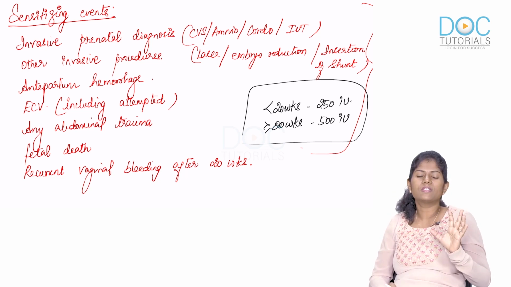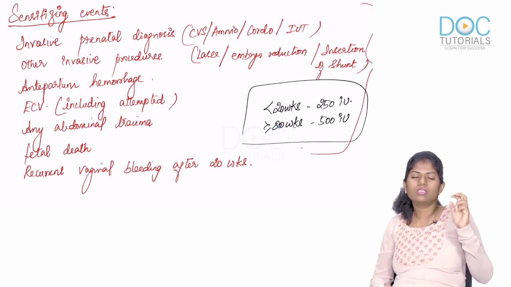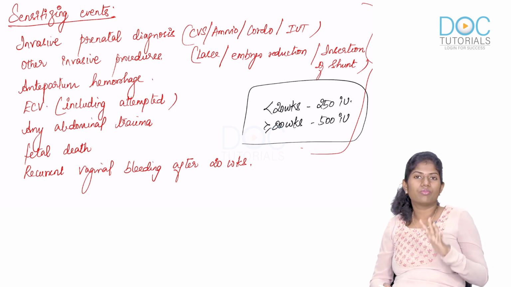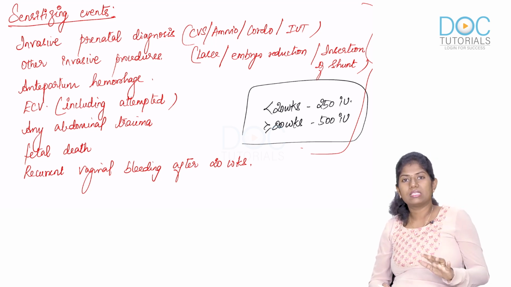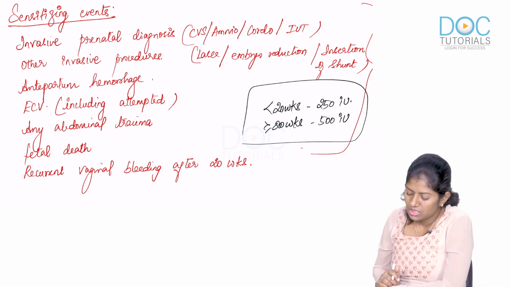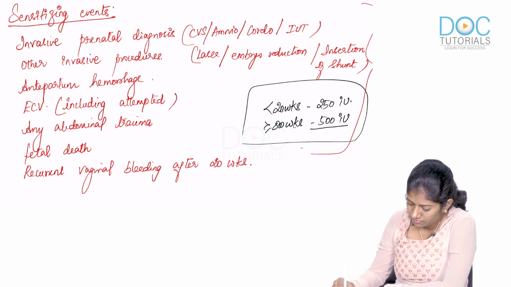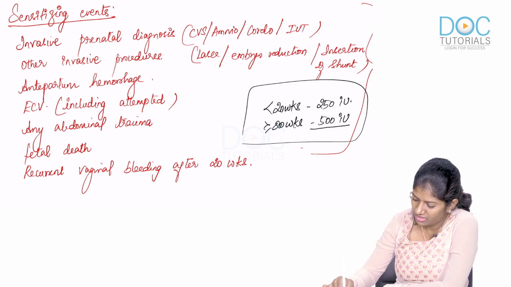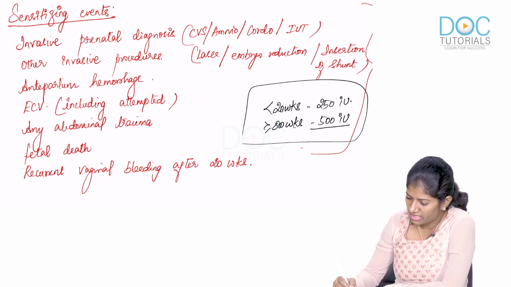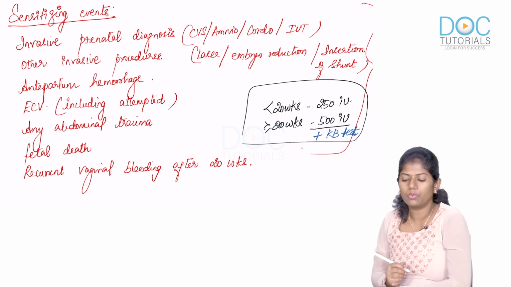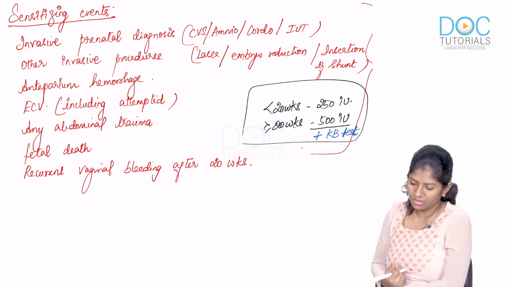Okay, so what is the dose? Gestational age less than 20 weeks, 250. More than or equal to 20 weeks, 500, regardless of whether it's abortion or ectopic pregnancy or any sensitizing event. Okay, so now in addition to 500 international units for gestational ages beyond 20 weeks, you will also be doing a Kleihauer-Betke test. You will also be doing what? A Kleihauer-Betke test.